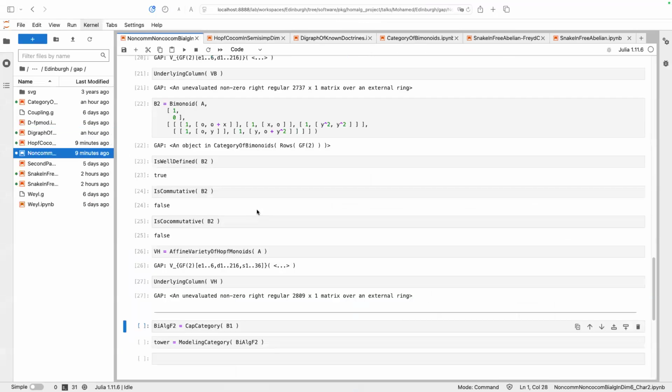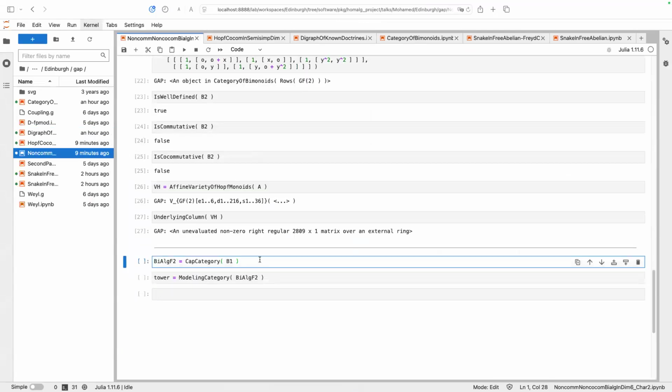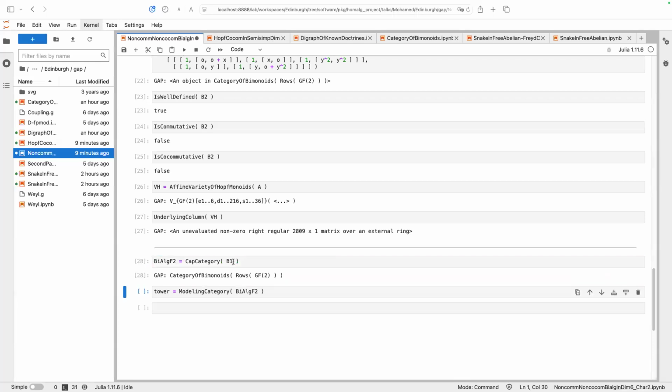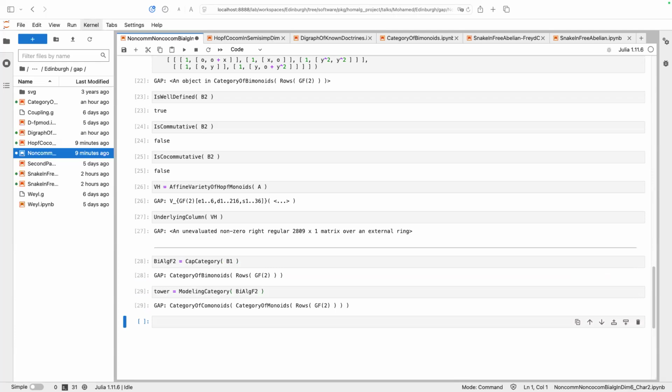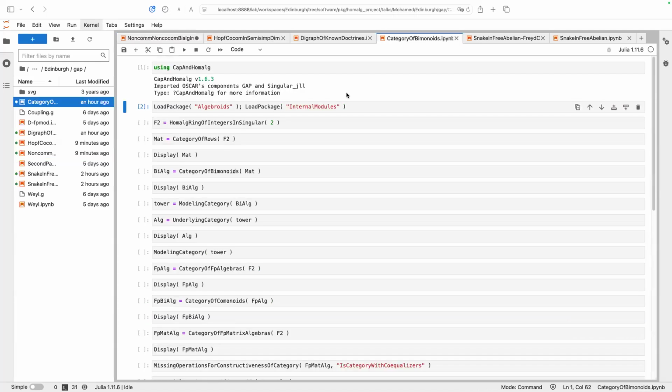So it should have clicked here. So this is the category in which the bi-algebra was living, and you see here it's called the category of bi-monoids. And to see how it's modeled as the category of comonoids of the category of monoids, category of vector spaces. So as you would like to describe it on paper.